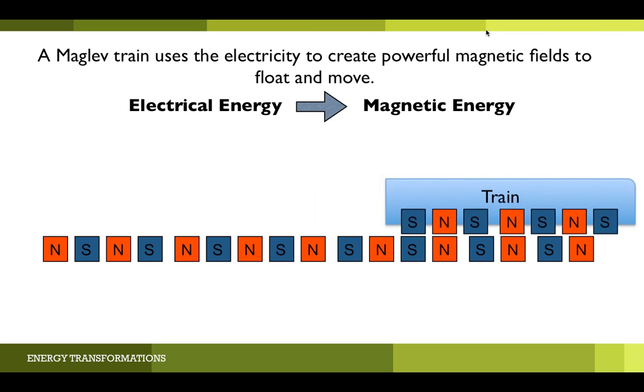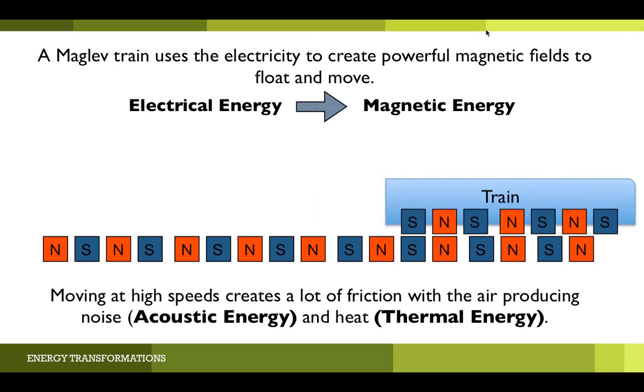And lastly, as the train moves on, it's going to make a lot of noise. It's going to have lots of air resistance, make a lot of friction. That's going to be acoustic energy and thermal energy. So all that energy that went into the magnetic fields is going to turn into other types. So you see that the energy is just moving from place to place to place, and it's changing from type to type. It's not getting created or destroyed, just moving around.